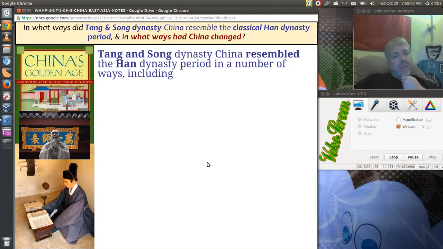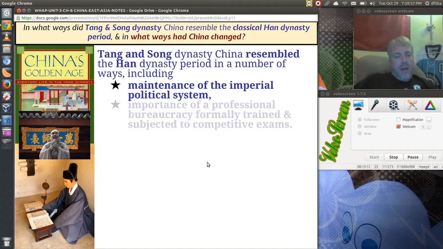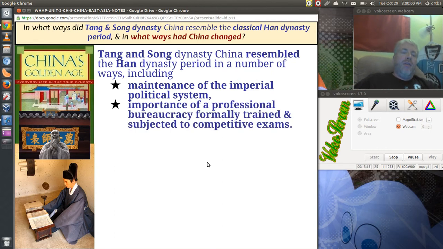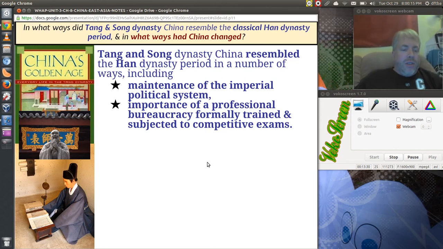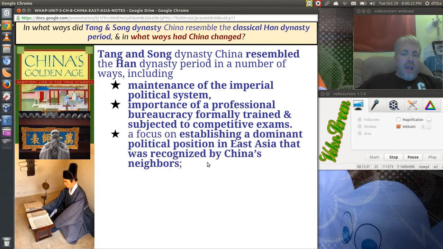The Tang and Song dynasty in China resembled the Han dynasty period in a number of ways, including maintenance of the imperial political system. They maintained the same system that the Han had. The importance of a professionally trained bureaucracy, meaning these are people in the government who are trained and subjected to taking the civil service exams, those competitive exams. You can see examples of those exams right there. The gentleman who is kneeling on the floor is taking exams. A very Confucian way of doing things.